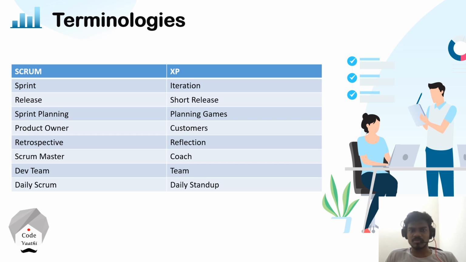Sprint planning is named planning games, which we will cover in the upcoming slides. Product owners are called customers. Retrospective, basically the lessons learned meeting, is called reflection. Scrum Master is renamed coach. Development team is renamed team. Daily Scrum is called the daily stand-up meeting.